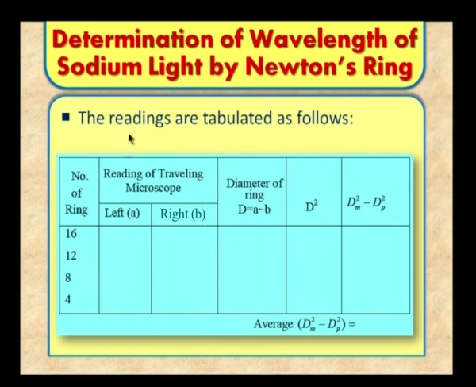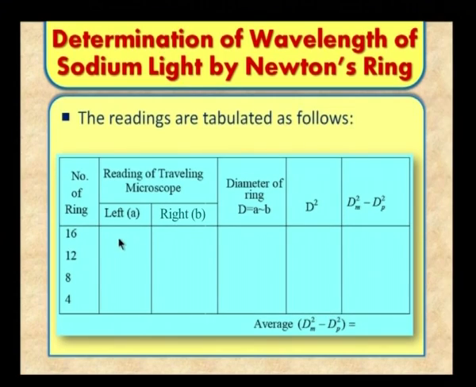Now, I am going to tabulate the readings. Start from the ring number 16, you take the reading here on the left. Then come to the 12th ring, then 8th ring, 4th ring, then go to the right side and take the reading here: 4th ring, 8th ring, 12th, and then 16. Okay. At the end of the job.